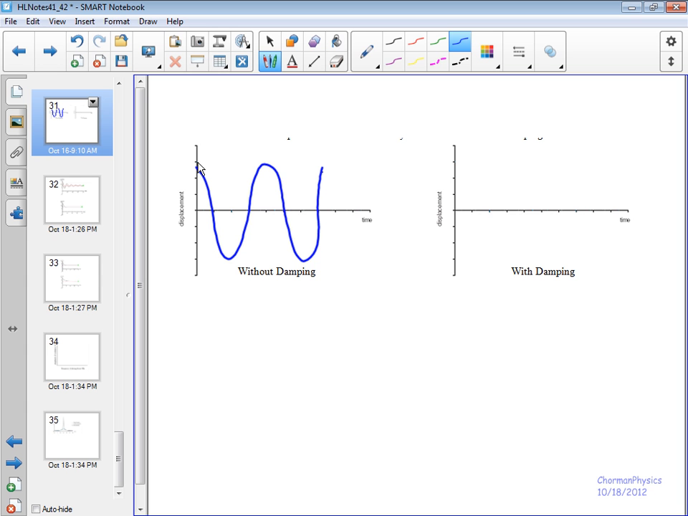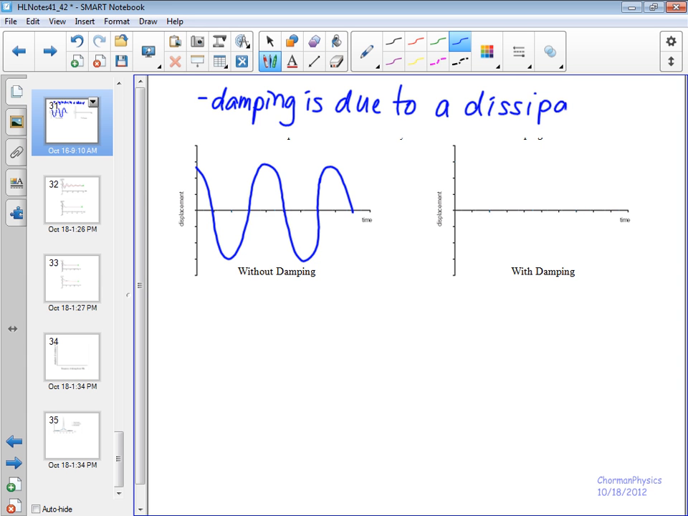The fact is that the amplitude is going to decrease, and the reason for that decrease is damping. The idea of damping is that there's a force acting on the system in the opposite direction to the direction of motion. Damping is due to a dissipative force, you could call it. This force is non-conservative. It's a friction force.